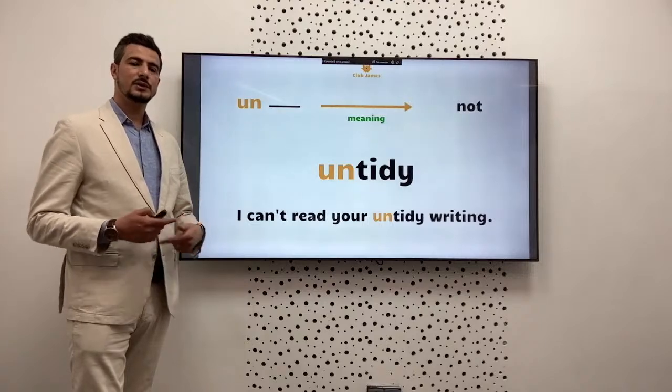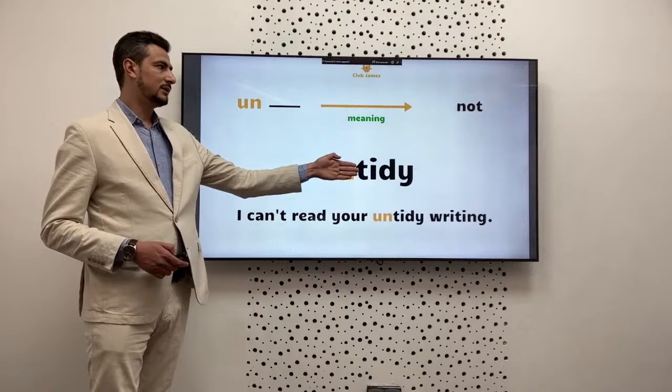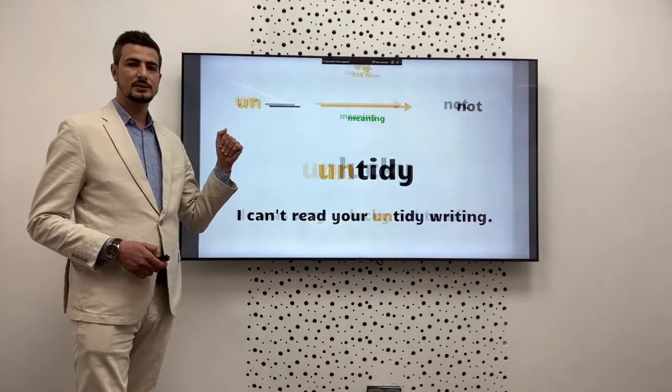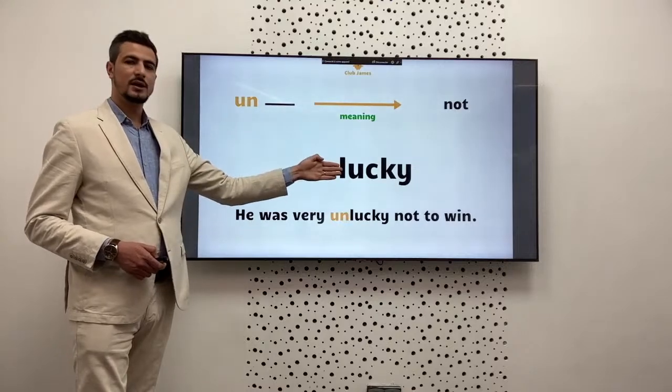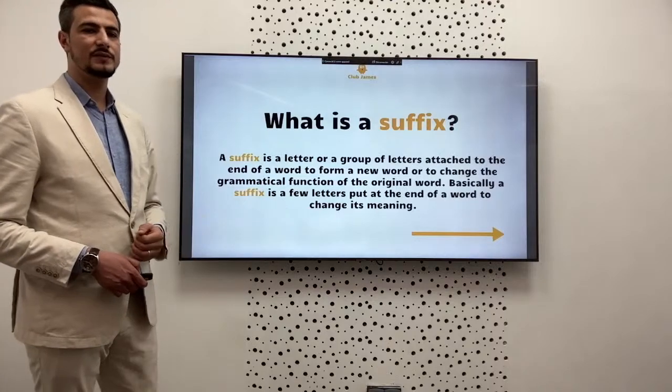Tidy, another example again of un as a prefix. Tidy means organized, not tidy is untidy. Lucky, unlucky. Now let's move to suffixes.